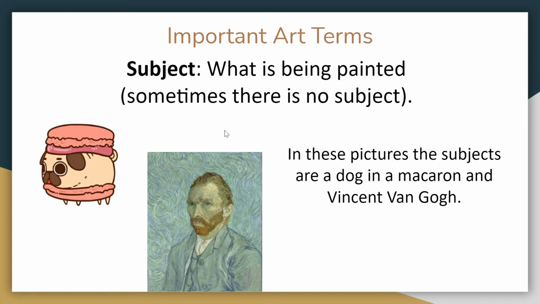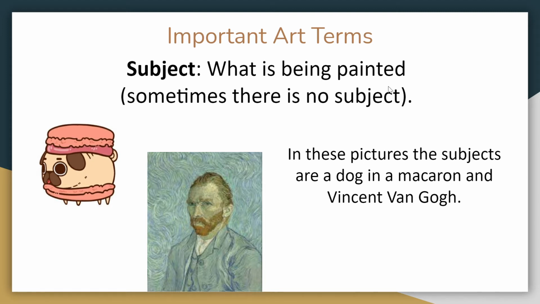Okay, good. So some important art terms. The first important art term is the subject, right? The subject is what is being painted. What are you painting? That is obviously very, very important. Sometimes there is no subject. We will get to that. But the subject, usually what is being painted?